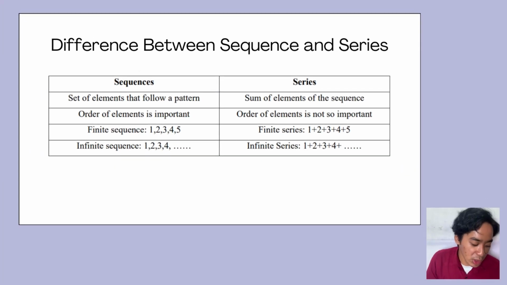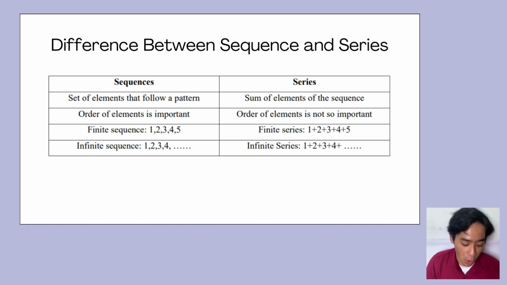The next, difference between sequence and the series. The sequence, set of elements that follow a pattern. The series, sum of elements of the sequence. The sequence, order of element is important. The series, order of element is not so important. The sequence, finite sequence is 1, 2, 3, 4, 5. The series, finite series is 1 plus 2 plus 3 plus 4 plus 5. The sequence, infinite sequence, 1, 2, 3, 4, and so on. Series, infinite series is 1 plus 2 plus 3 plus 4 plus and so on.